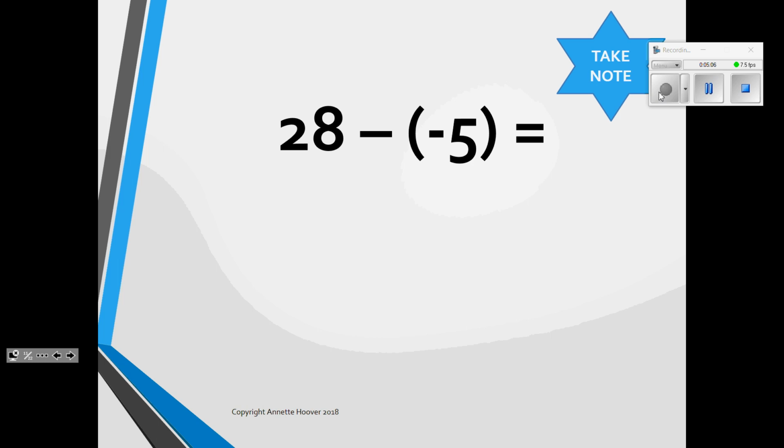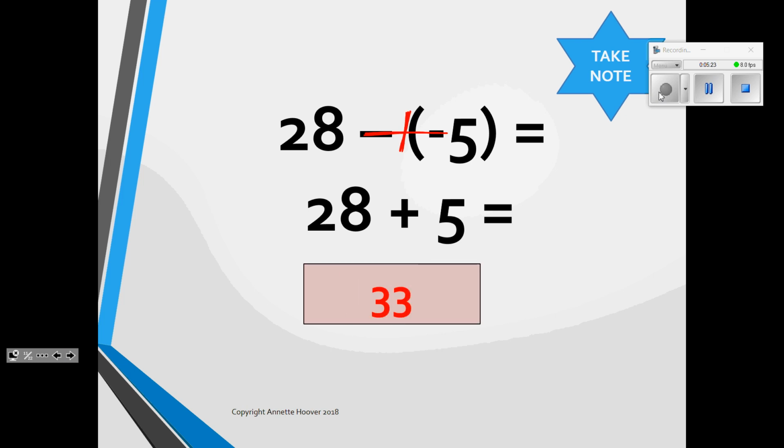This is also on your notes. We have 28 minus a negative 5. We're going to add the opposite, or do that click, click. When you add the opposite, it's like having a giant plus sign right here, and it changes that to adding a positive 5, which is 33.